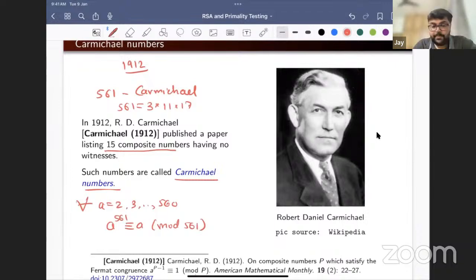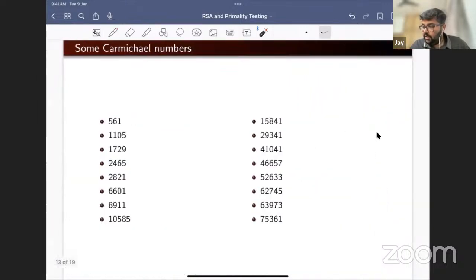So then the problem is, what if Bob chooses a large number? Bob thinks that it is a prime, doesn't find a witness. But then there are Carmichael numbers. So what does Bob think up to this time? There are 15 such numbers listed, but this was in 1912. And later, after 8 decades, these were the 15 numbers.